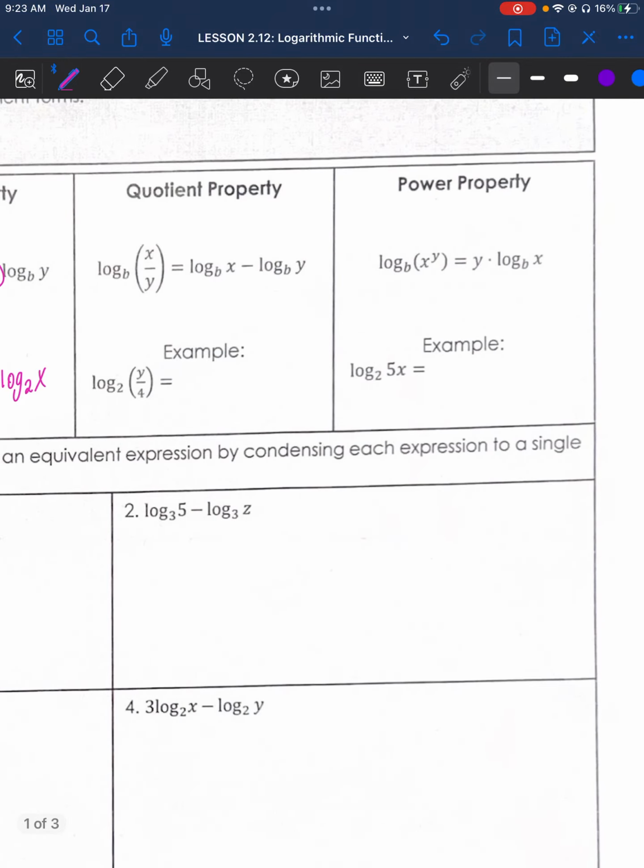Similarly, the quotient property, if you are dividing in the parentheses, that's the same as splitting it up with a subtraction sign. Both of these properties are actually similar to exponent properties. So if you're dividing variables, you subtract the exponents. Kind of same thing with logs. So log base 2 of y over 4 is the same as log base 2 of y minus log base 2 of 4.